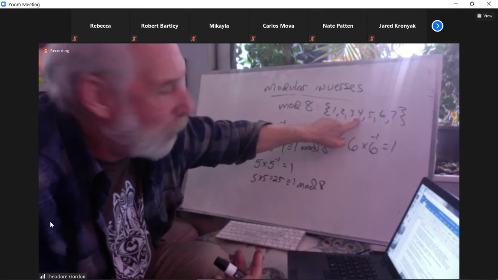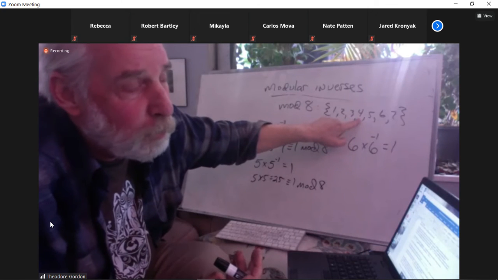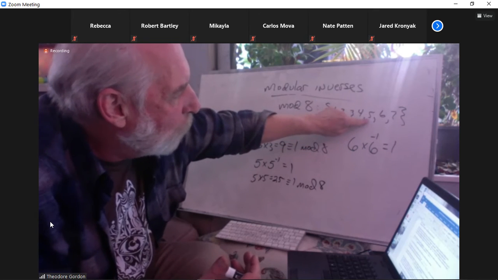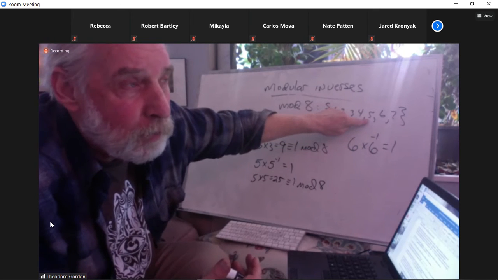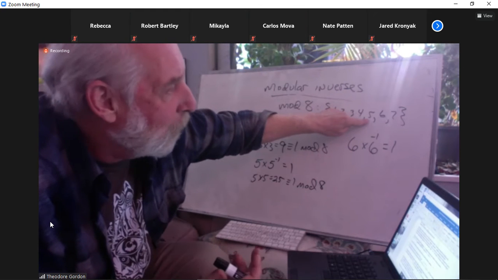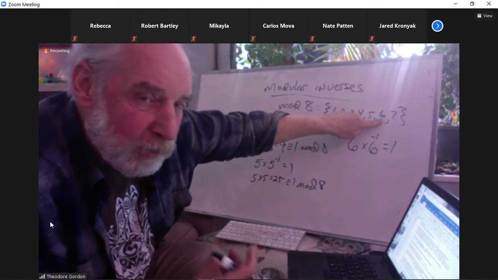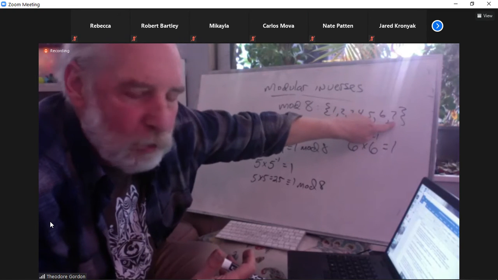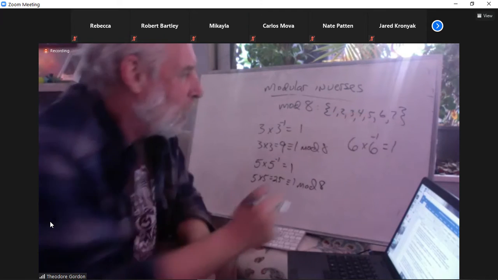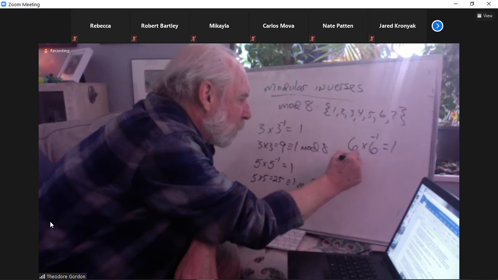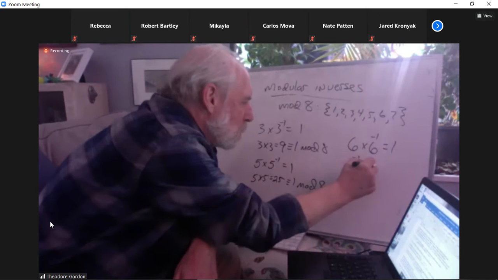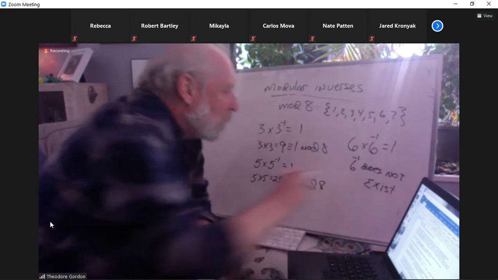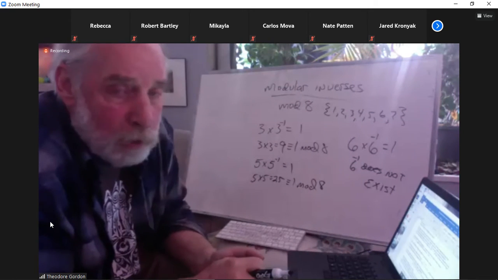6 times 4 is 24. That's 0 mod 8, not 1. 6 times 5 is 30, so that's 6 mod 8. 6 times 6 is 36. Divide by 8, you don't get a remainder of 1. 6 times 7 is 42. That's 2 mod 8. So in mod 8, 6 does not have an inverse.